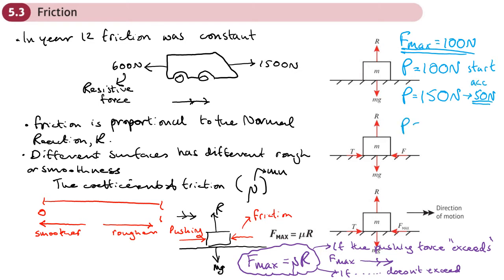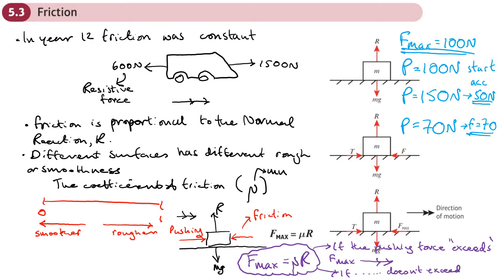If, however, my pushing force was only 70 newtons, it's not enough force to cause the object to move, and the frictional force F will only be 70. It can go up to 100, but it will only ever match whatever pushing force is pushed against it until it gets to its maximum. It's still there, but then the pushing force will overcome it. So if you don't give enough force for something to move, then the resistive force you're going to get back is exactly the same as what you've given it.